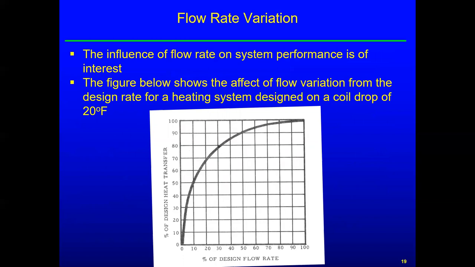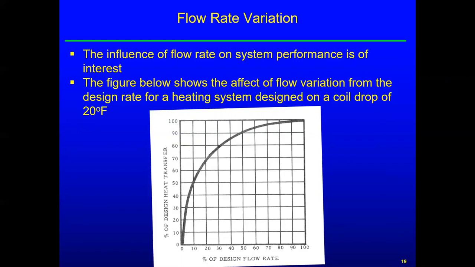This shows the influence of flow rate on system performance, and this is for, I guess, 20 degrees. That would probably have to be a heating system. Most cooling systems don't have that big a delta T. So this would be for a heating system where we've selected the coils at design condition to give a 20-degree drop in water temperature. Okay. And so look at that.